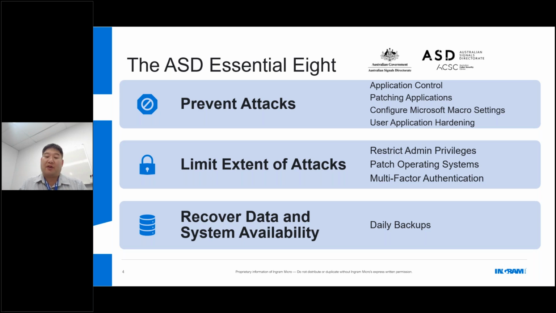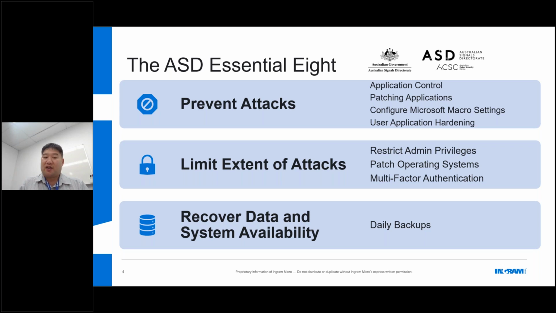We look at macro settings within Microsoft documents as well, and then user application hardening. So these first four from the Essential 8 are to try and prevent any sort of attack happening to an organization. The next three we look at is, if a breach does happen, we want to try and limit the extent of the attack.